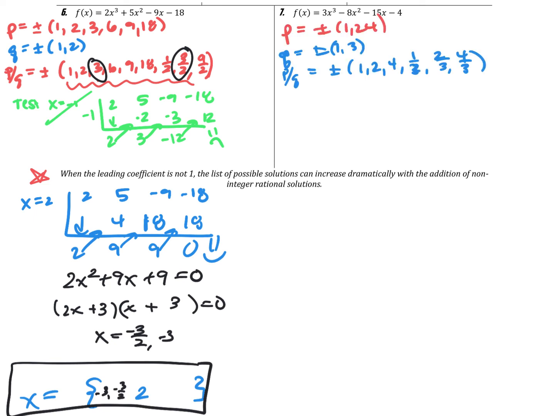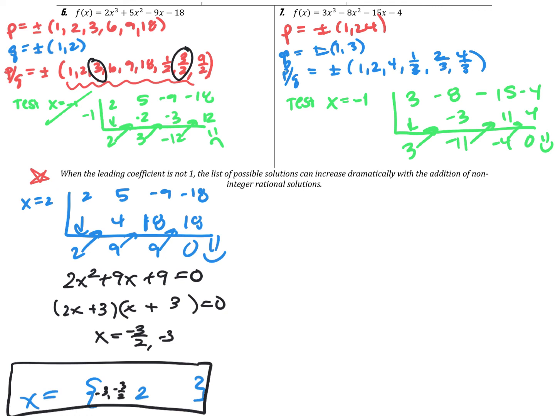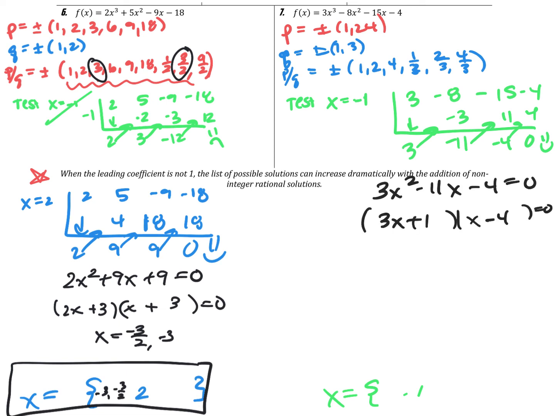So here are all of my P's and Q's. It doesn't look like 1 is going to work. 3 minus 8 minus 15 minus 4, so I'm going to start with -1. Oh, awesome. -1 works. That's going to be my first solution. Now I'm going to rewrite what's left as a quadratic and see if it factors. And it does factor. So we can find our two solutions, -1/3 and +4. And we can write our final answer using set notation.